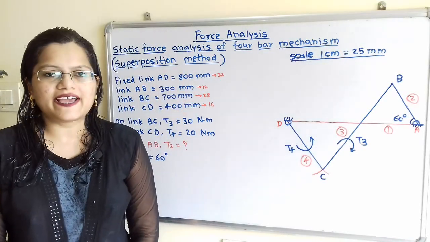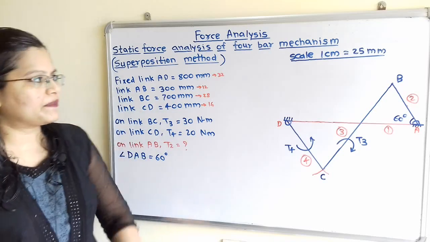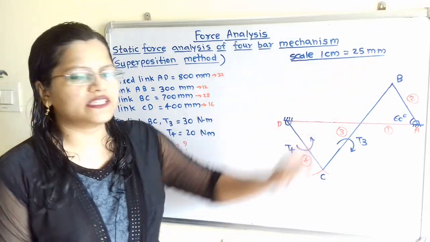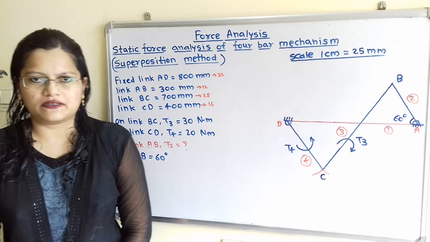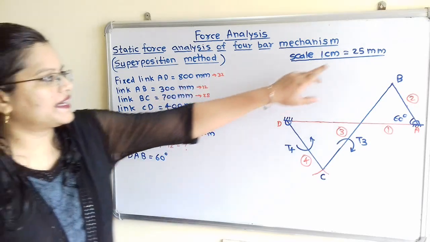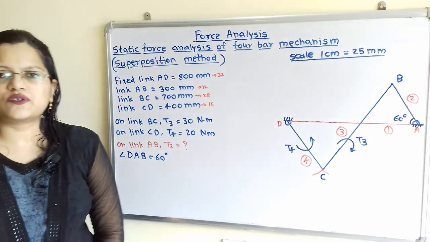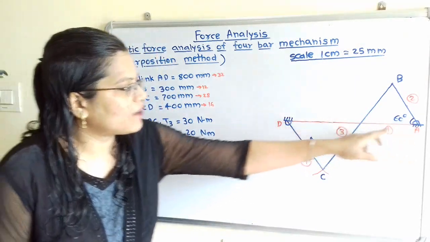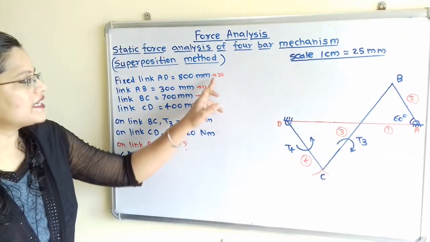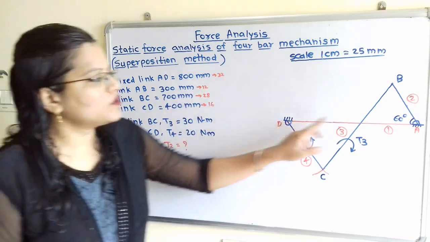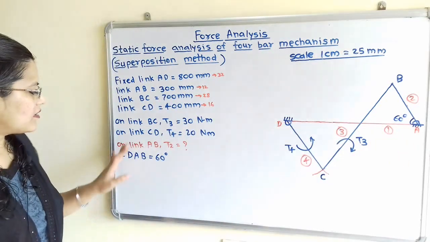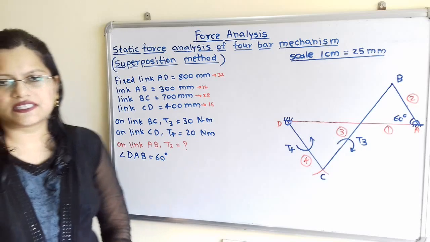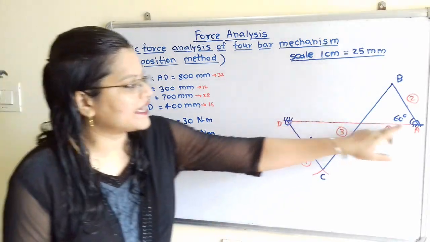Now to draw the diagram, we will consider some suitable scale. 1 cm is equal to 25 mm. So 800 divided by 25, that is 32 centimeter. So these 2 points A to D we have to consider as a fixed length, and it is 32 centimeter. Now angle DAB is 60 degree. So here length DA is known.